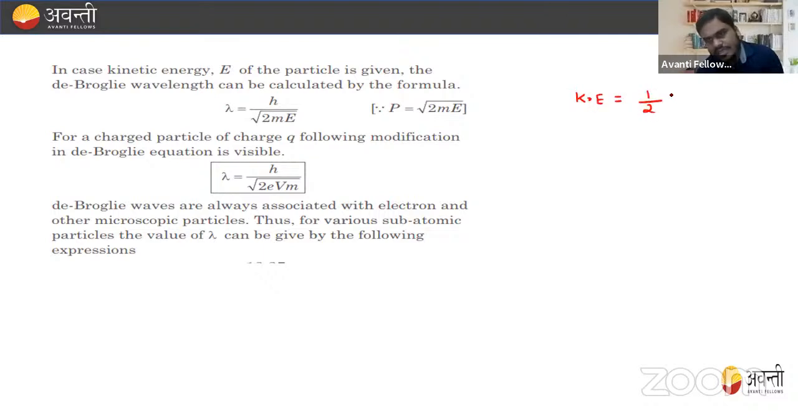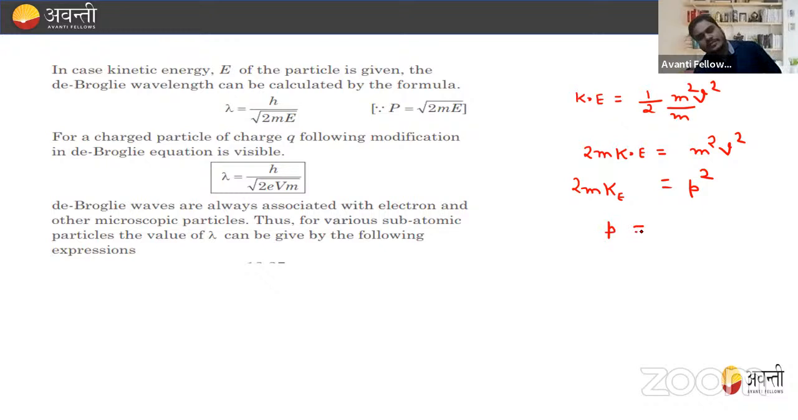Kinetic energy is half mv squared. Just divide by m and multiply by m. So if we multiply and divide by m, kinetic energy becomes m squared v squared over 2m. We know that mv is momentum. So this is momentum squared, which is equal to 2m times the kinetic energy.